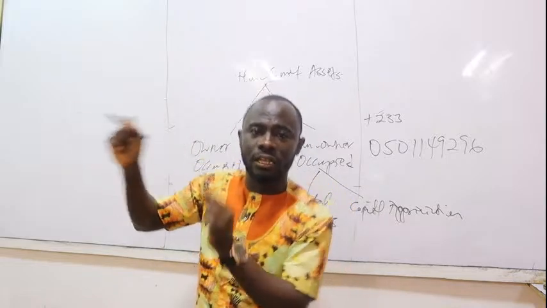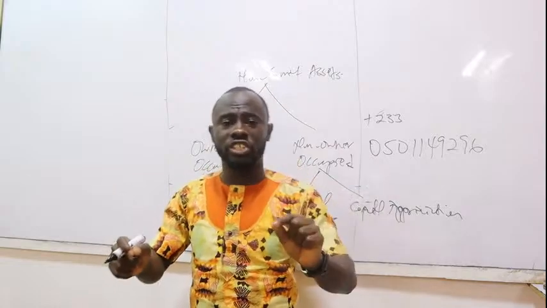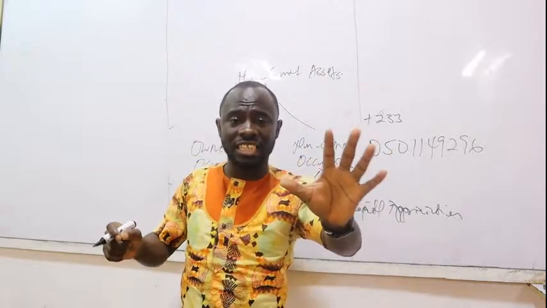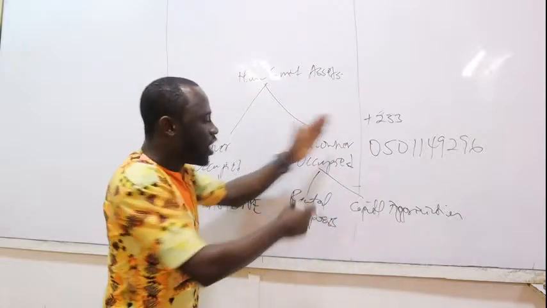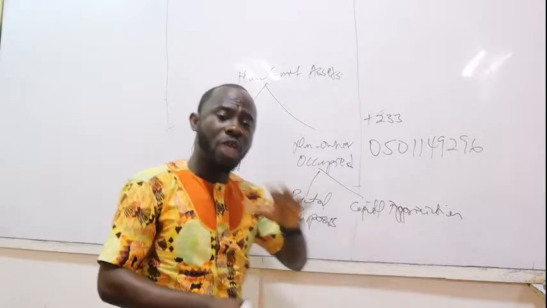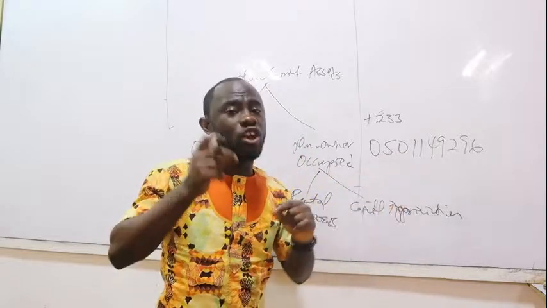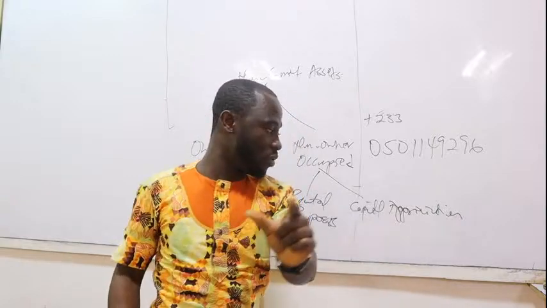IFRS 16 lessor accounting. However, if the entity controls the asset and the entity is leasing the asset under an operating lease, then we say it is what? A non-owner occupied asset. So when we say rental purposes here, we are talking about operating lease and not finance lease. And I want you to make sure you get that understanding very well.